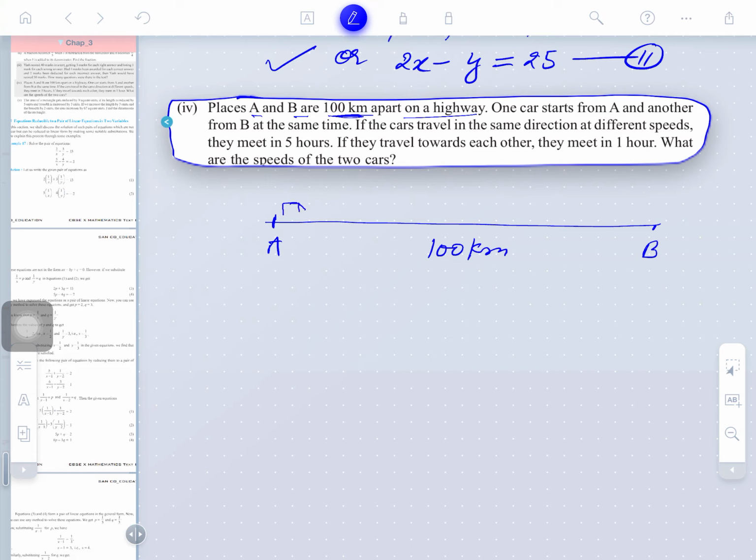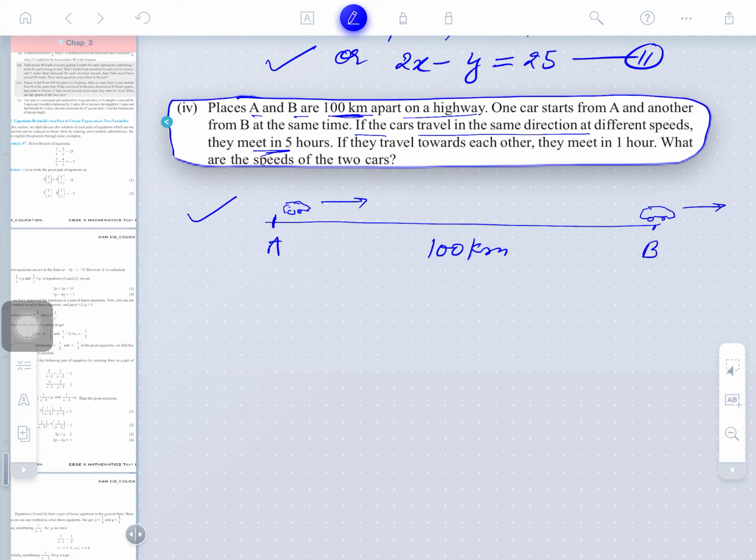One car starts from here, the other car starts from here. Clear? It's not giving a direction, whether the same direction or opposite direction. If the cars travel in the same direction, this would be the case, same direction at different speeds. Obviously there is a speed in there. So they meet in 5 hours.